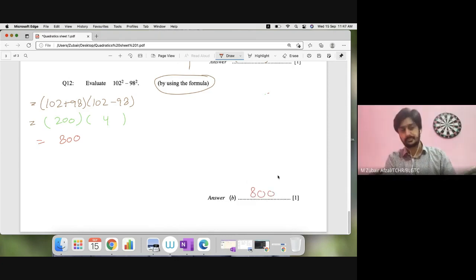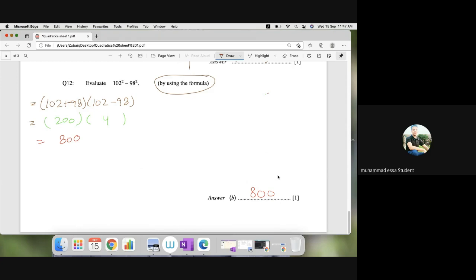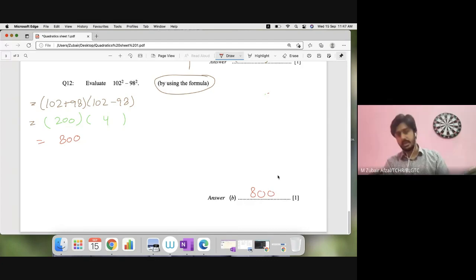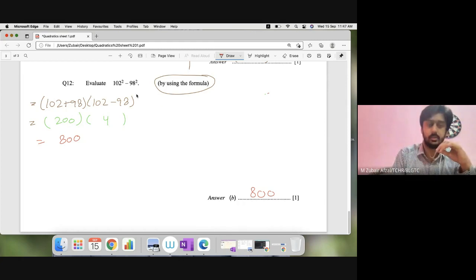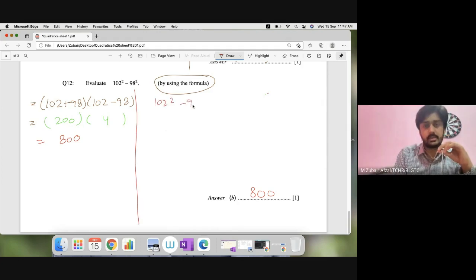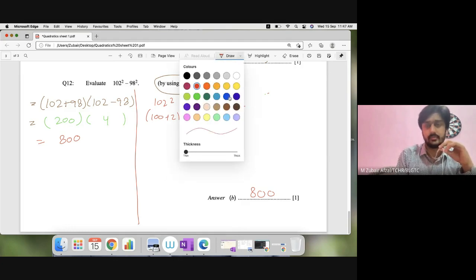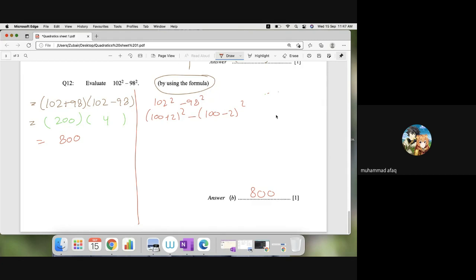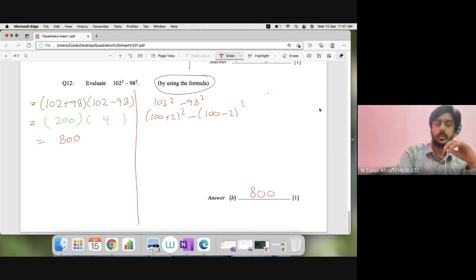Sir, third identity means we have to apply those identities here, a minus b times a plus b. Yes, a square minus b square in this case. Okay, we can also apply the first one. Shall I show by applying? See, 102 square minus 98 square. If I write it like this, 100 plus 2 whole square minus 100 minus 2 whole square. Any objection? No, sir. So this is the first identity.